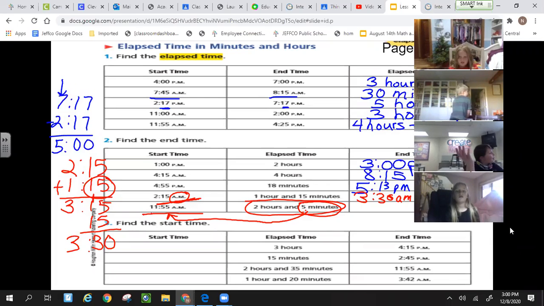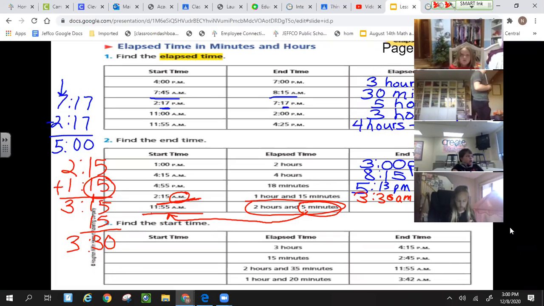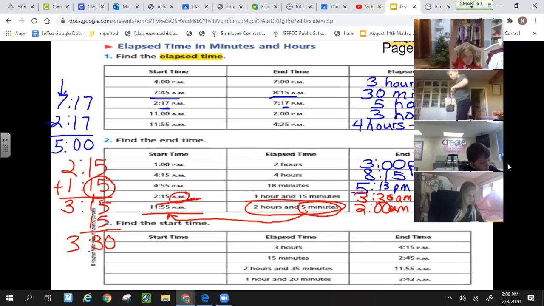It will be 2 o'clock. You're so smart. How did you know? Because I added 2 hours to 11:55 and I got 1:55, and then I added 5 more minutes and I got 2 o'clock a.m. That's great. I did it a little different. Did anyone do it different? Which is what I love about math. But got the same answer? Sunny, what did you do?